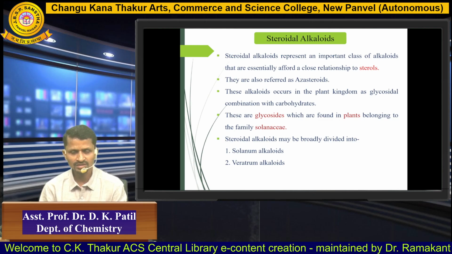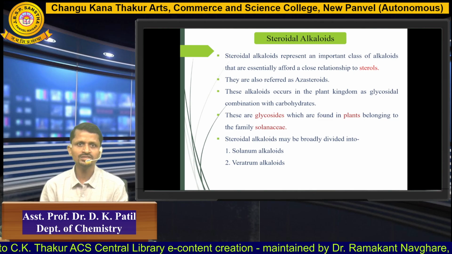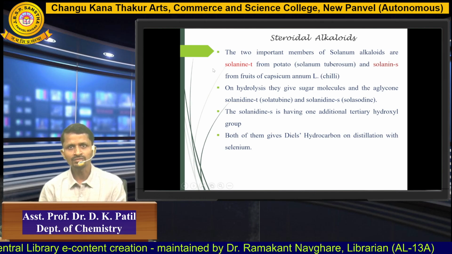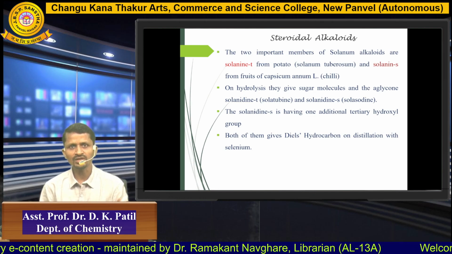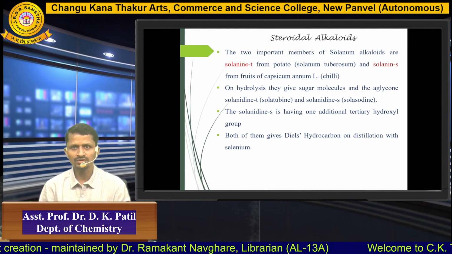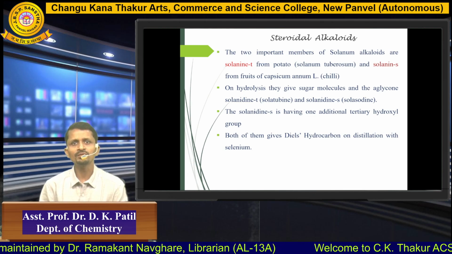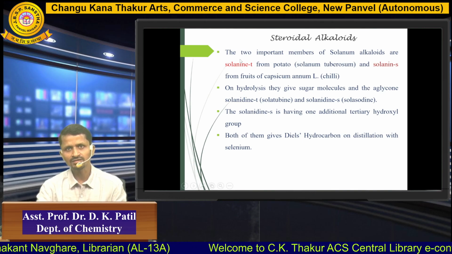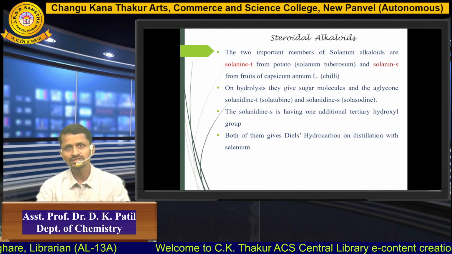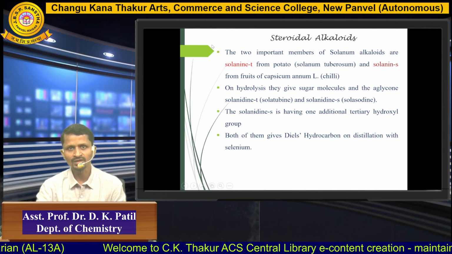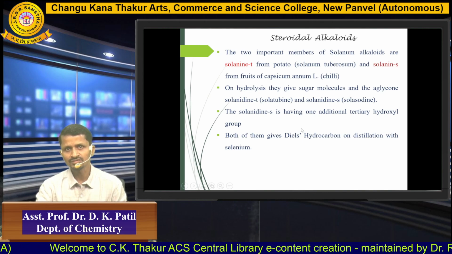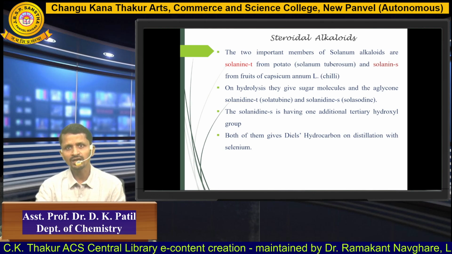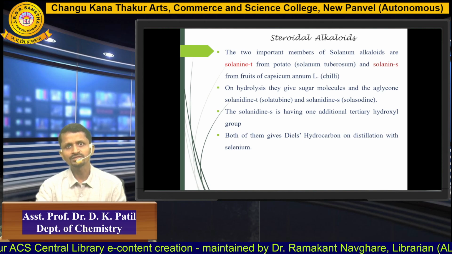Steroidal alkaloids are broadly divided into solanum alkaloids and veratrum alkaloids. These are the two types of steroidal alkaloids. In solanum alkaloids, the types are solanine T, which is obtained from potato, and solanine S, which is obtained from the fruit of Capsicum annuum, that is the chili. All these steroidal alkaloids give sugar molecules on hydrolysis. Solanine S, which is an important part of the solanum alkaloids, has one more additional tertiary hydroxyl group.